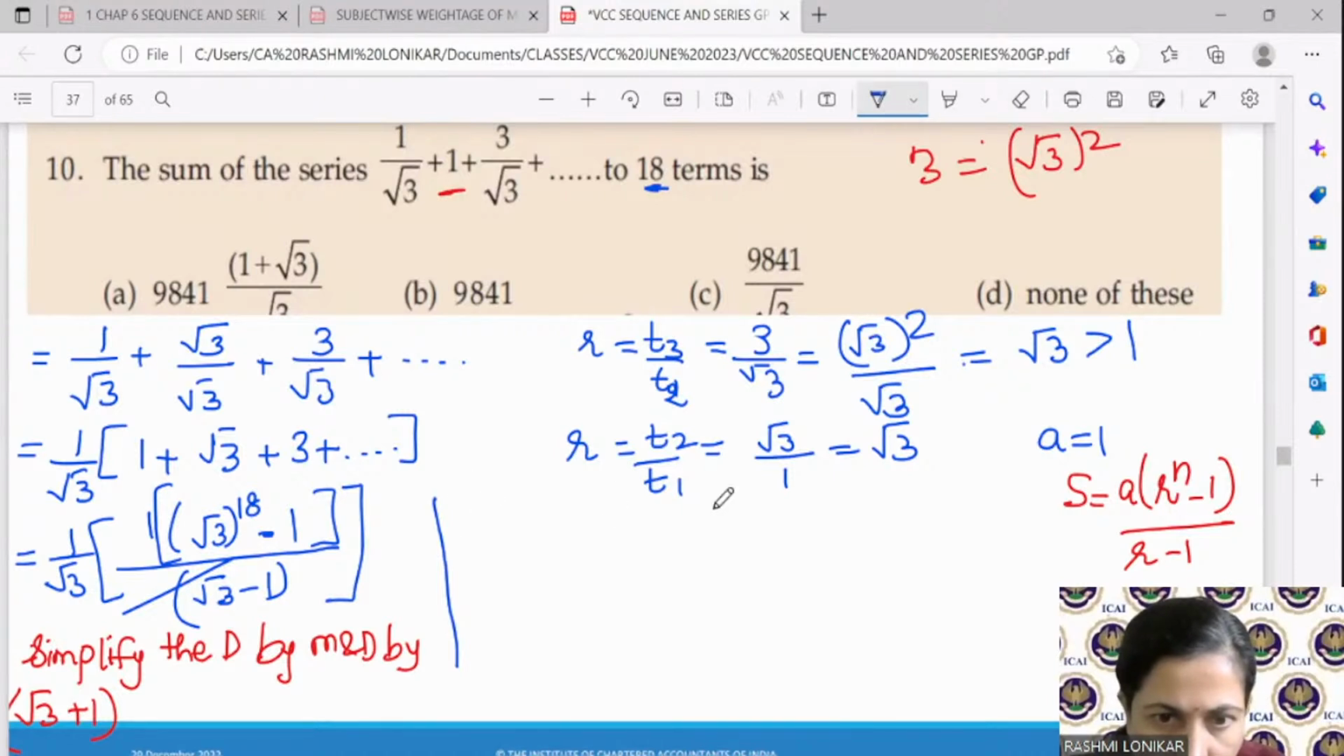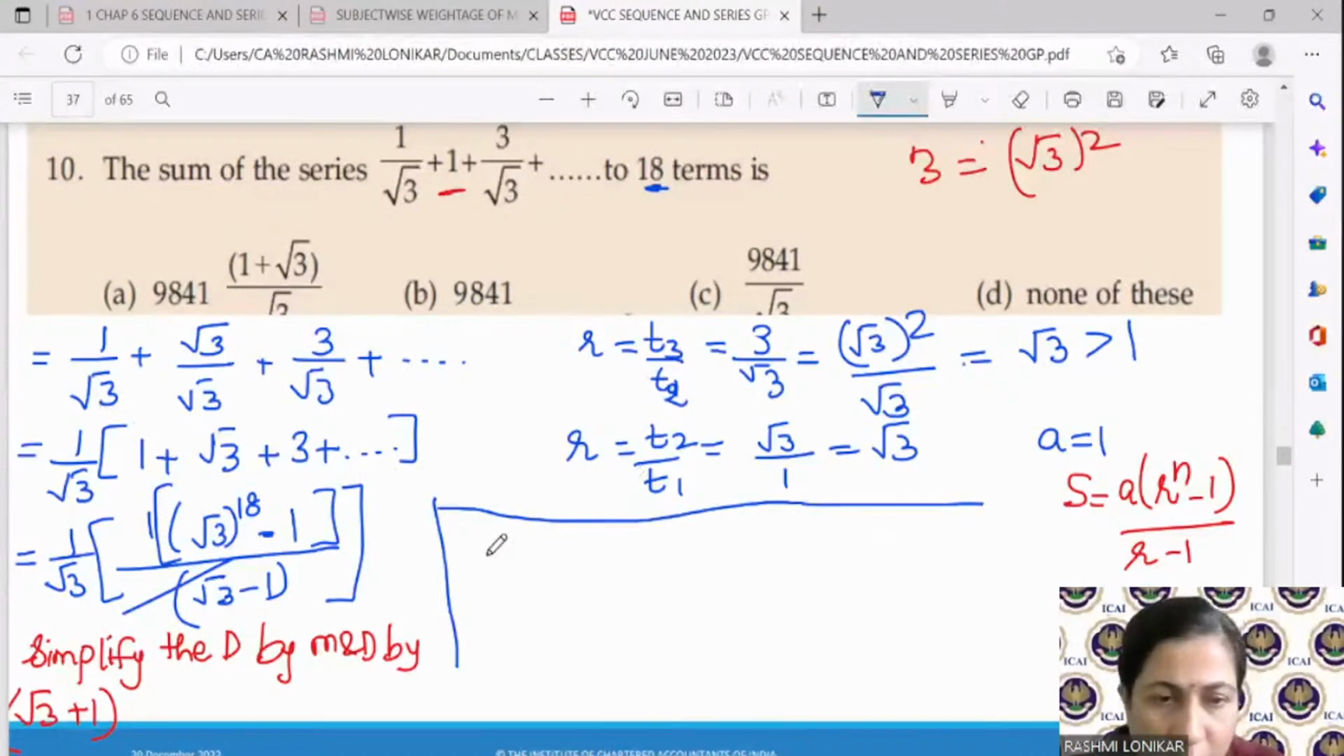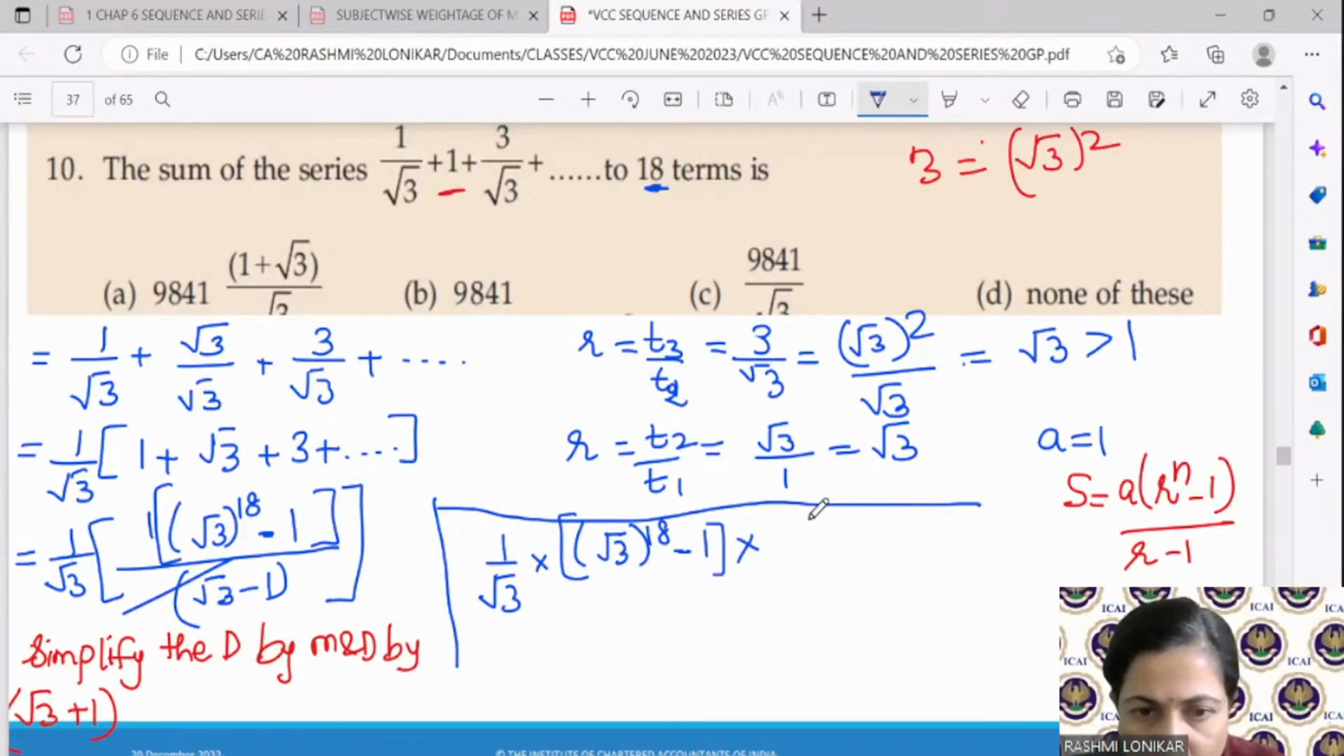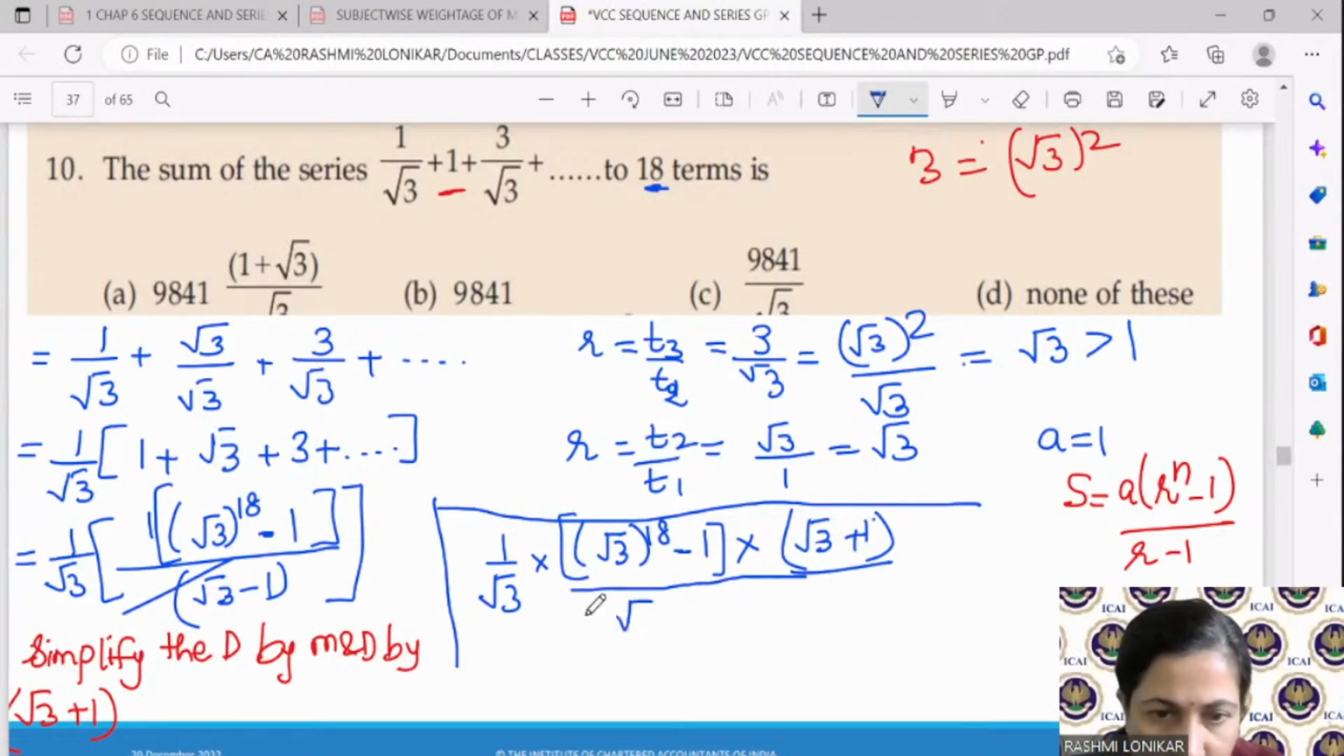Okay, so what am I going to do? I'm going to do this. So 1 upon root 3 into root 3 raised to 18 minus 1 into root 3 plus 1 upon root 3 minus 1 into root 3 plus 1.